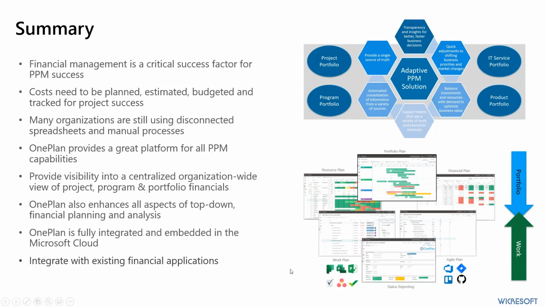Financial management is a critical success factor for PPM success, and it really touches almost all aspects of what we do in a project and portfolio management process. Costs need to be planned, estimated, budgeted, and tracked for project success, and many organizations are still using disconnected spreadsheets and manual processes that are separate from where they're actually managing the projects themselves. Be able to bring those things into a single source of truth, and One Plan provides a great platform for all these PPM capabilities to be that single source of truth.